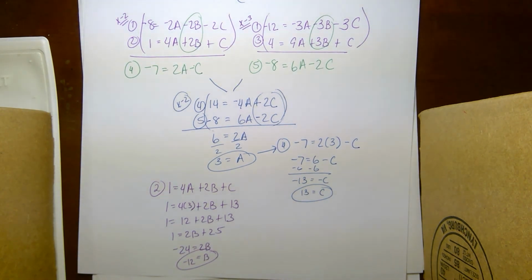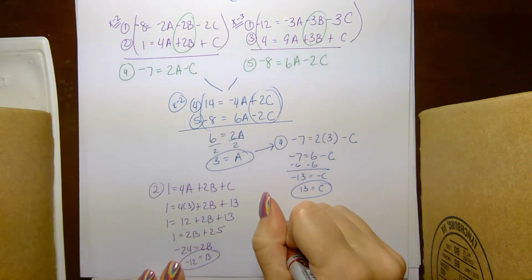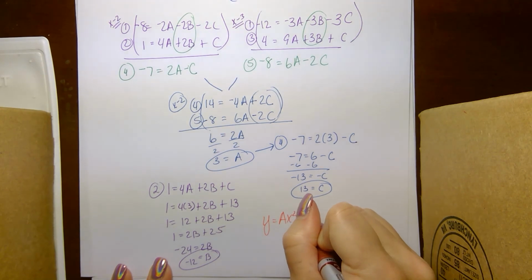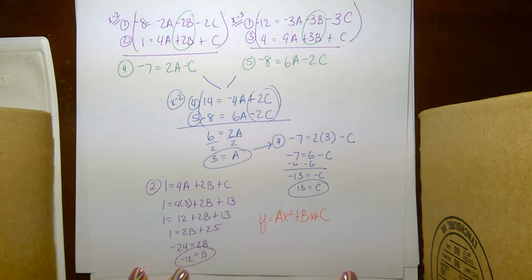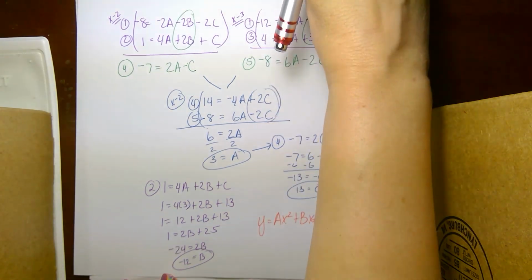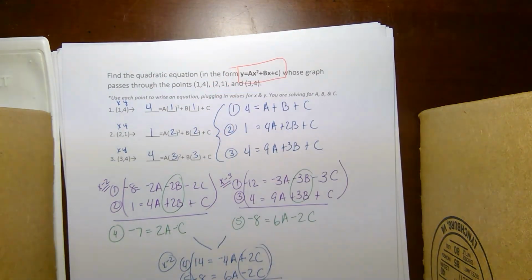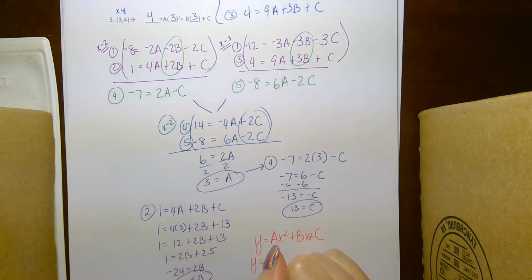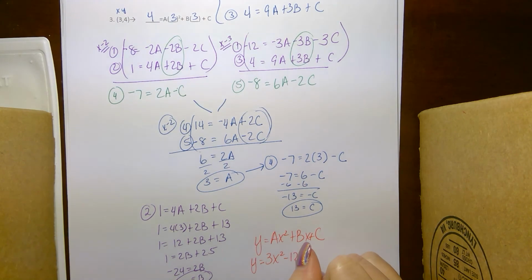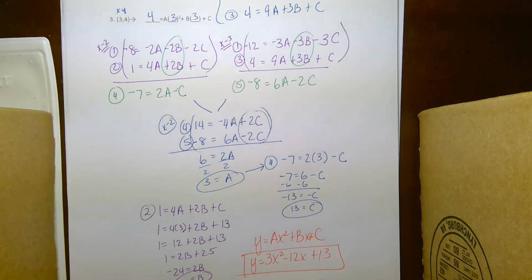So I have a, I have b, I have c. And remember at the beginning I was told that my solution was going to be an equation in the form y equals ax squared plus bx plus c. Well, y equals a is 3, b is negative 12, and c is 13. So there is my solution right there.